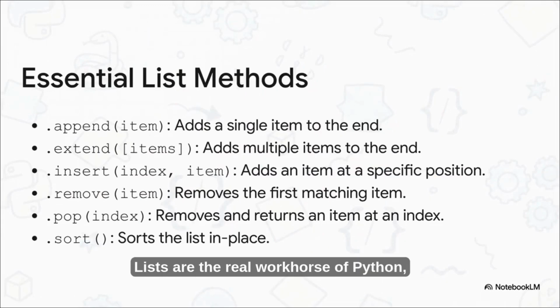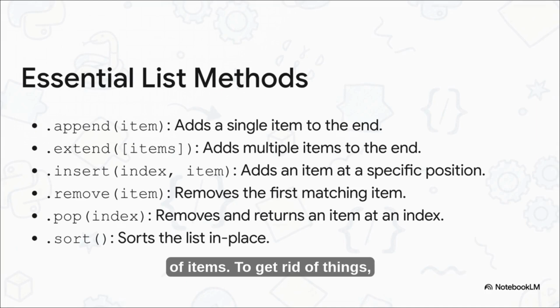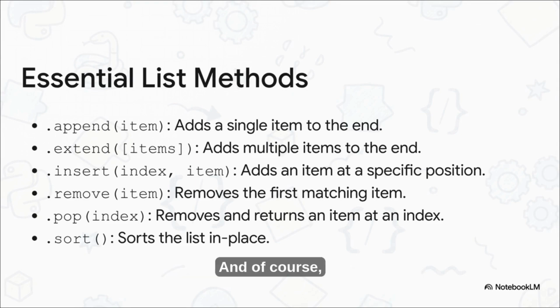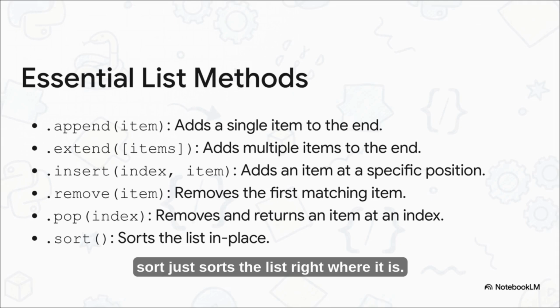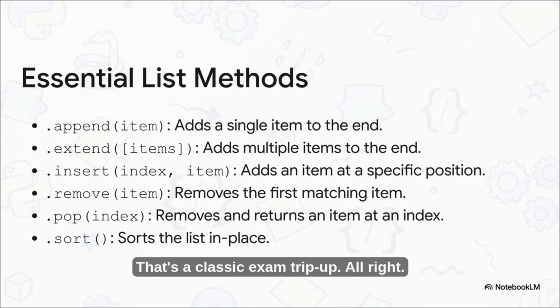Lists are the real workhorse of Python, so you have to know these methods. To add stuff, you've got append for one item and extend for a bunch of items. To get rid of things, remove looks for the item by its value, while pop grabs it by its position, its index. And of course, sort just sorts the list right where it is. Remember that difference between removing by value versus by index. That's a classic exam trip-up.